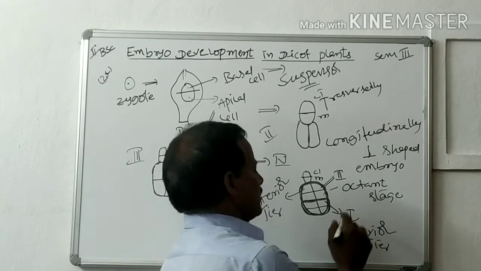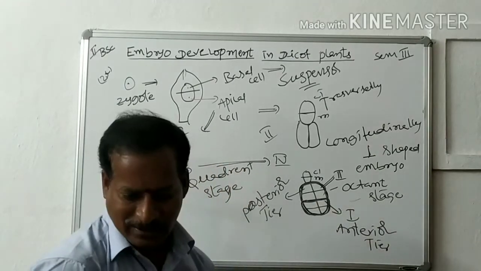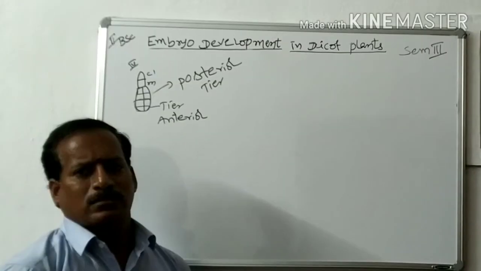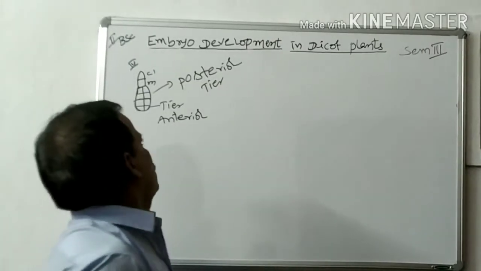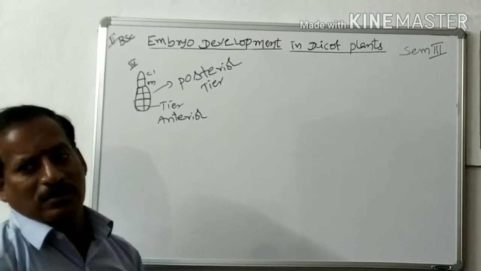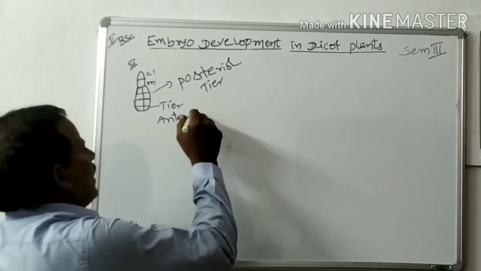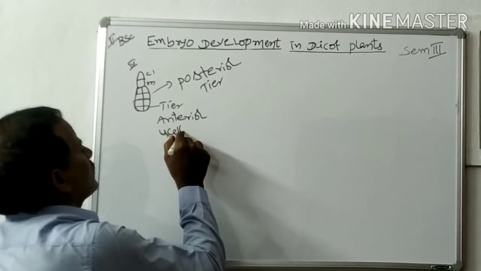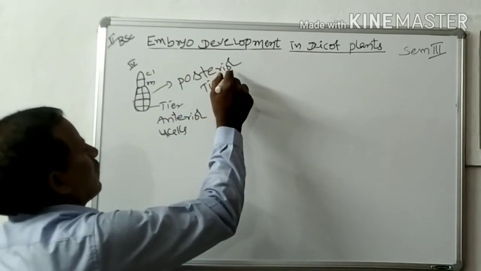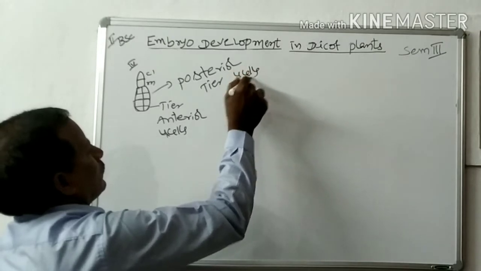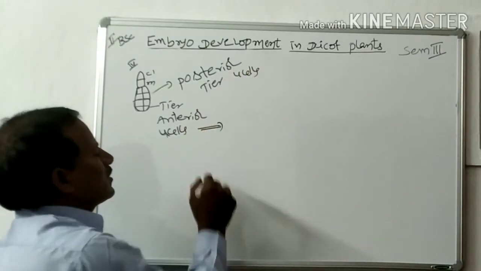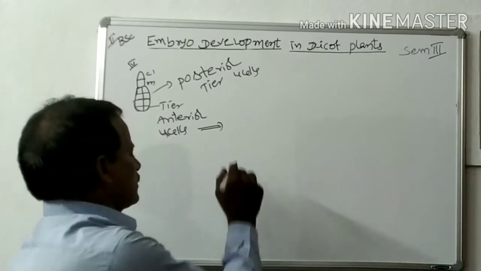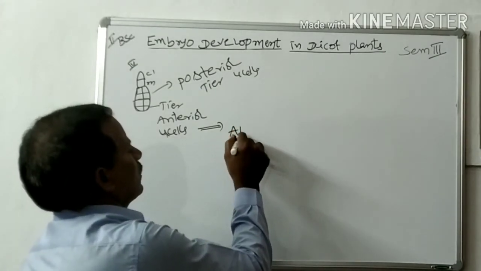Okay, so the next stage is: the anterior tier has 4 cells, and the posterior tier also has 4 cells. The anterior tier cells produce the epicotyl and cotyledons.